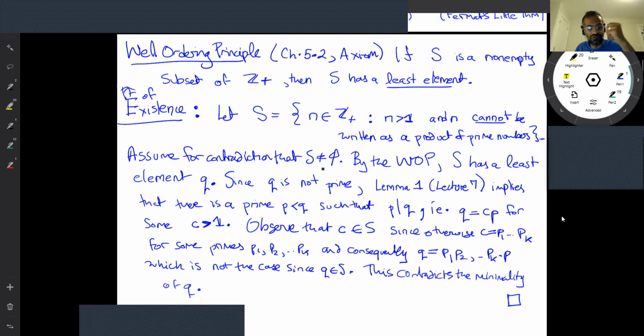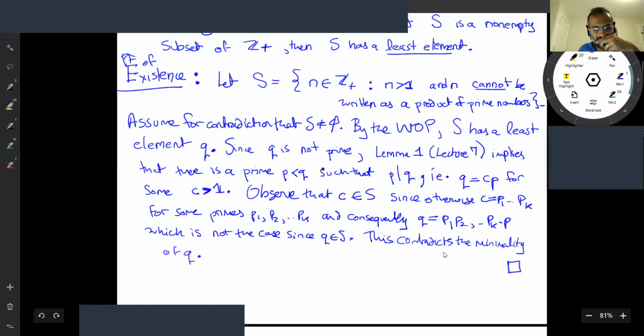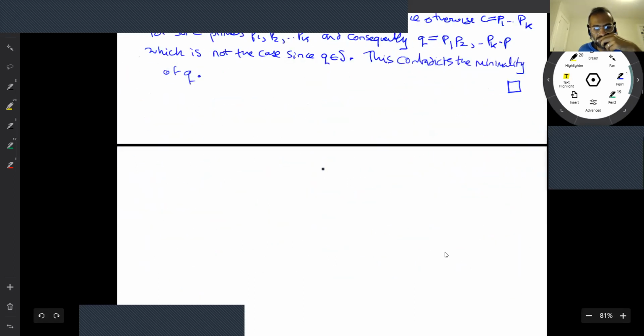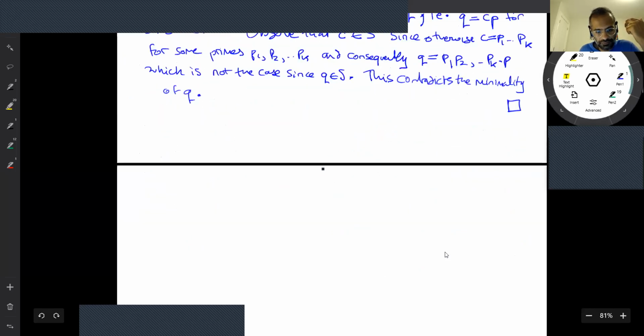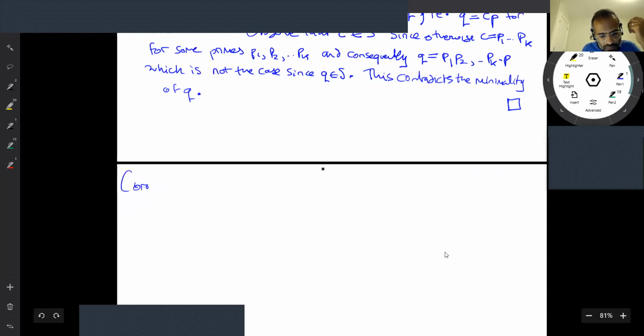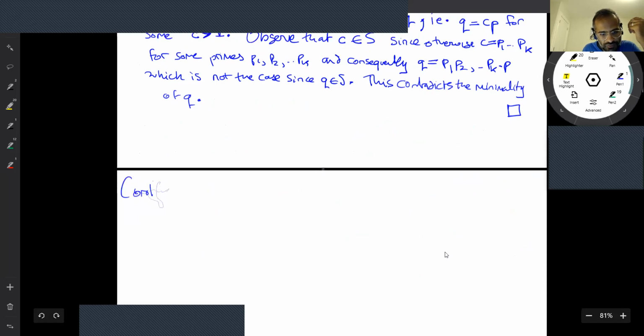So now let's prove the uniqueness part. For the uniqueness part, we'll need a corollary of Lemma 1, which I'll record now.